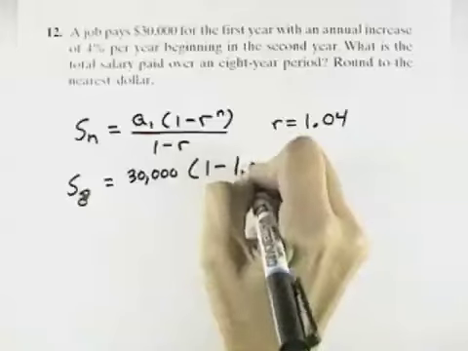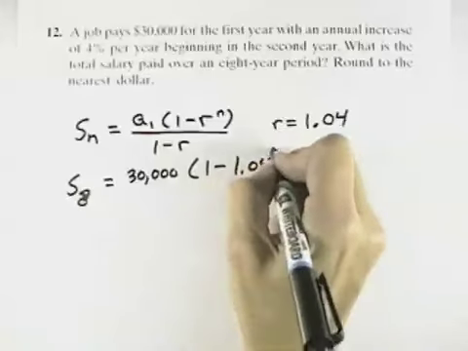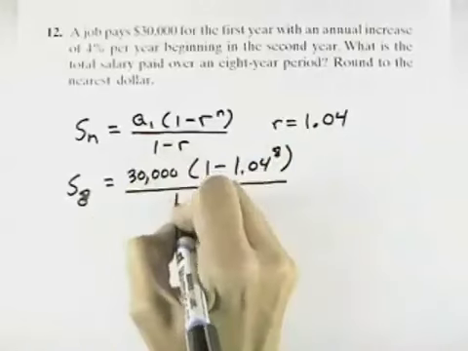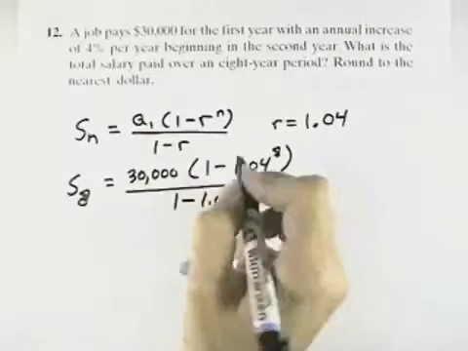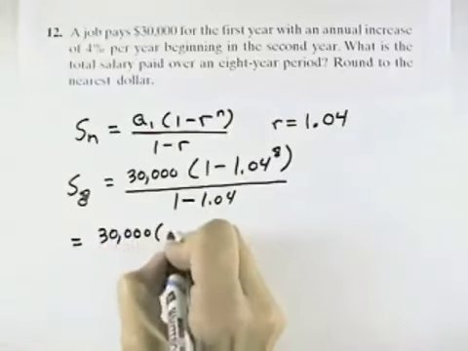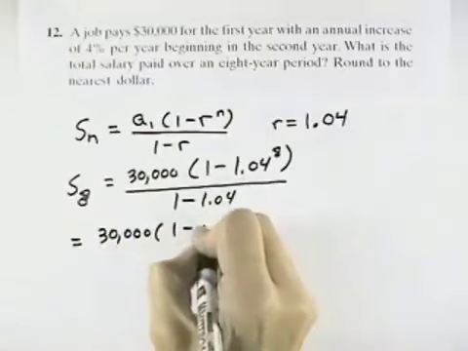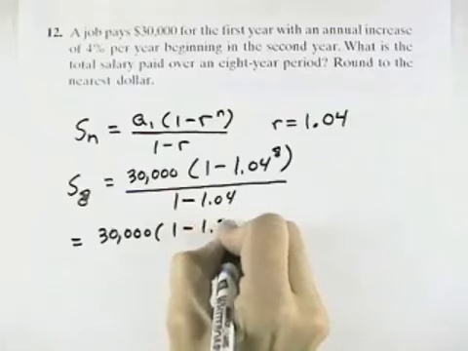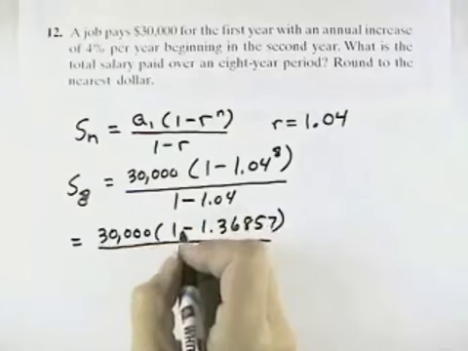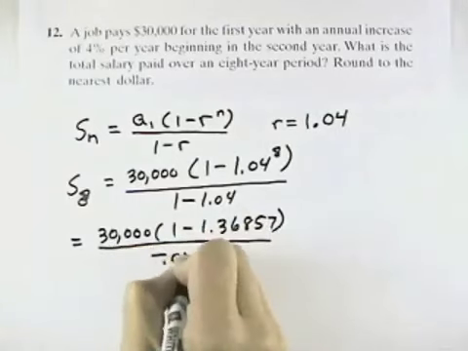So our common ratio is 1.04, and we're looking for the sum of the first 8 years, so n is 8. We have 1 minus the 1.04. So from there, what we'll have is 30,000 times 1 minus, well, 1.04 to the 8th is approximately 1.36857 if we round off a little bit. And 1 minus 1.04 is negative 0.04.